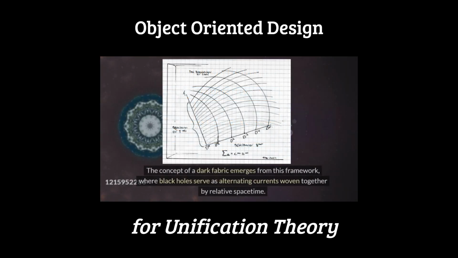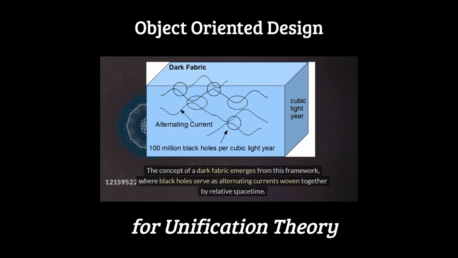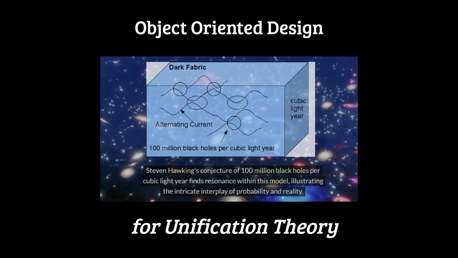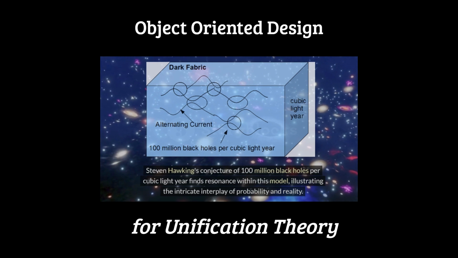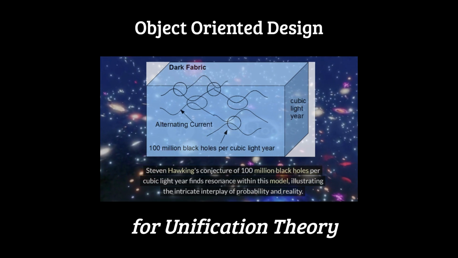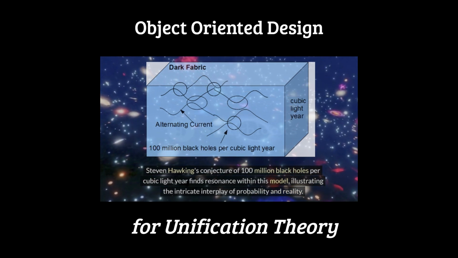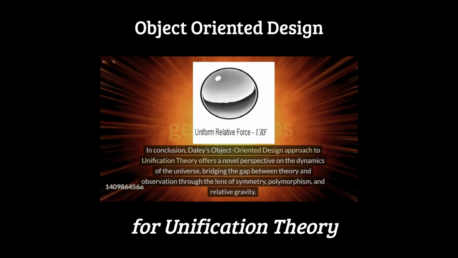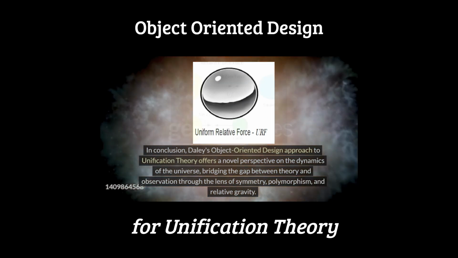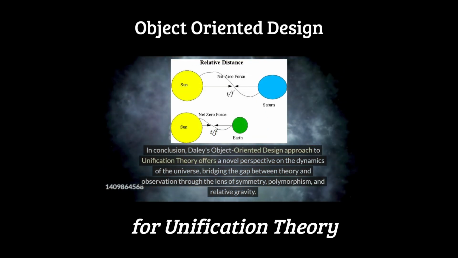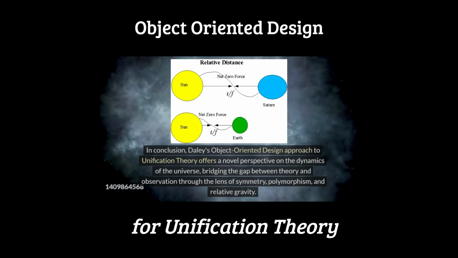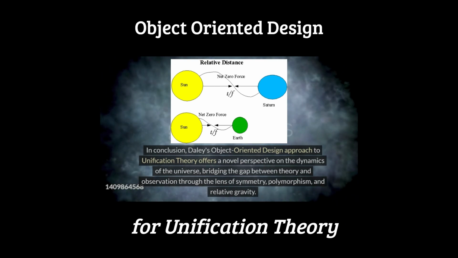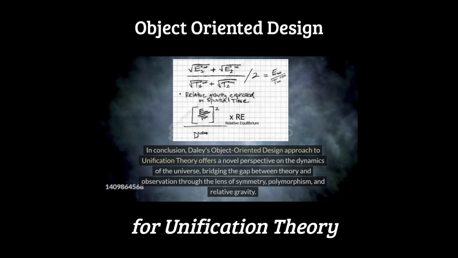The concept of a dark fabric emerges from this framework, where black holes serve as alternating currents woven together by relative spacetime. Stephen Hawking's conjecture of 100 million black holes per cubic light-year finds resonance within this model, illustrating the intricate interplay of probability and reality. In conclusion, Daley's object-oriented design approach to unification theory offers a novel perspective on the dynamics of the universe, bridging the gap between theory and observation through the lens of symmetry, polymorphism, and relative gravity.